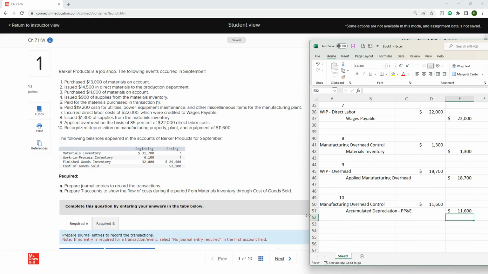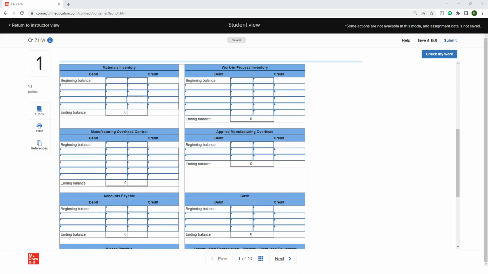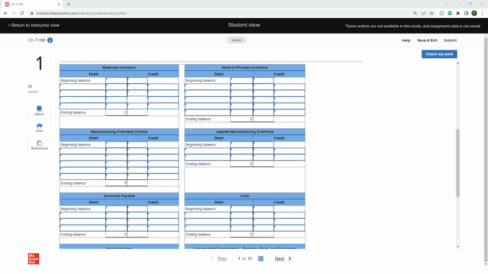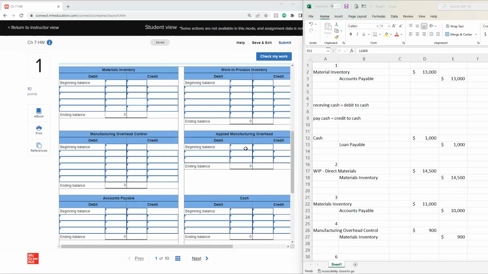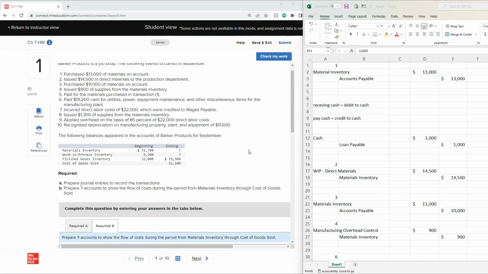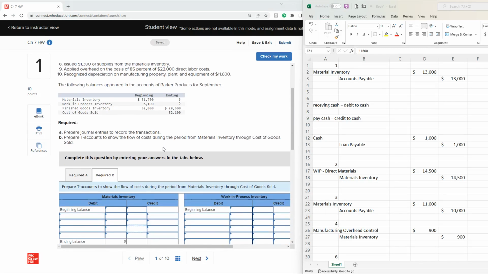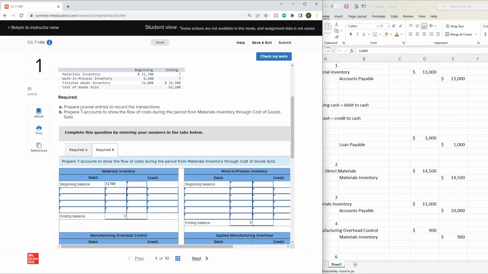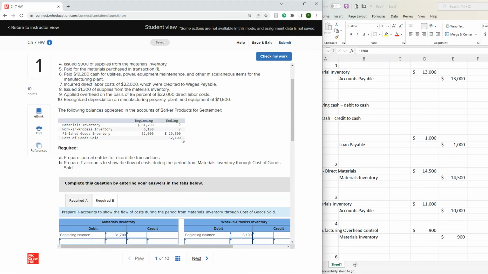Now we're going to do our T accounts. And our T accounts should be pretty straightforward. Like I said, once you figure out what the journal entries are, the T accounts come naturally. So first, let's enter our beginning balances. The question gave us beginning balances for materials inventory of 31,700. So we'll put it here, 31,700. Remember, it has a natural debit balance since it's an asset. Work in process was 6,100. Finished goods was 32,000. And cost of goods sold was 52,100. But we'll work on that last.